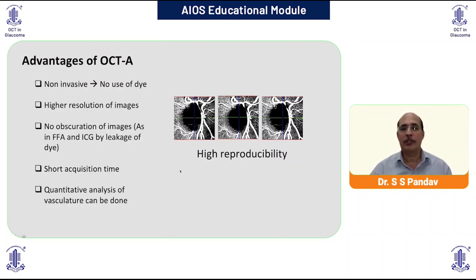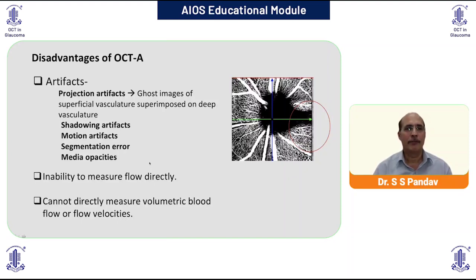But more important is that there's high reproducibility. These three images were of the same patient taken at some interval of time, and we can see that they are very much similar. There's no difference in these images. So the reproducibility is also quite high in OCTA images, and that makes it a very good modality for imaging vasculature around the optic nerve.